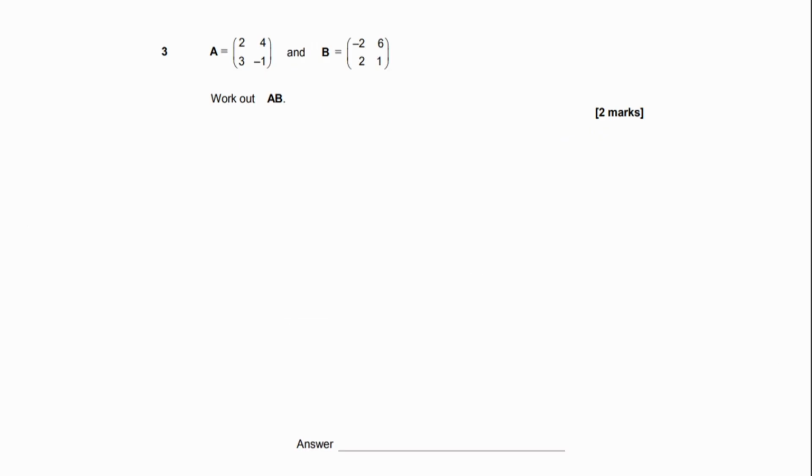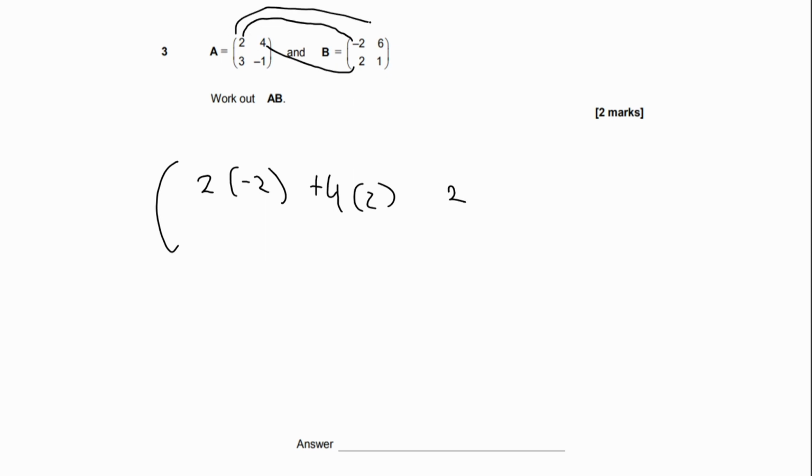So question 3 is a matrix question. All you're going to have to do is times the 2 and the negative 2 and the 4 and the 2, like that, and you're going to work like this for each and every one. So you have 2 times negative 2 plus 4 times 2, and then here you're going to have 2 times 6 plus 4 times 1.